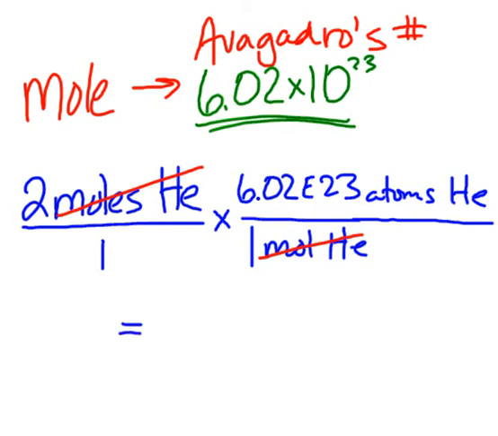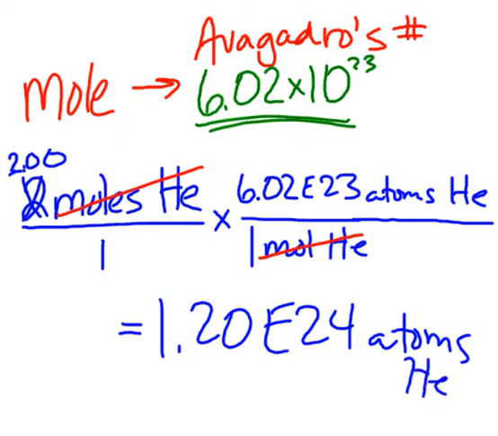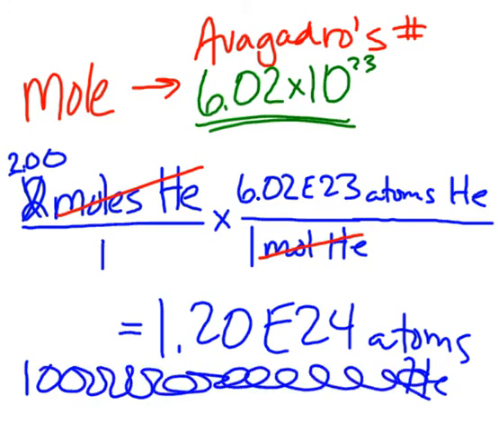And I would get 1.20 times 10 to the 24th atoms. Now, in this case, I'm ignoring sig figs just because I forgot to make this 2.00. So making that 2.00 moles, I would end up with 1.2 times 10 to the 24 atoms of helium. Obviously that's a huge number. That's 1 with 23 more zeros afterwards, all the way, a big number.